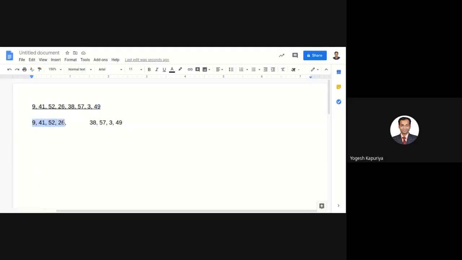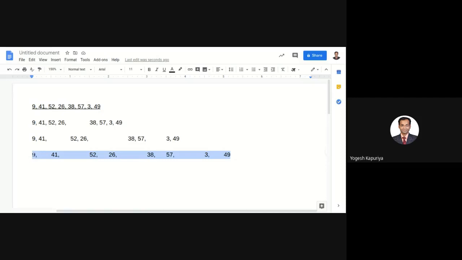First set is 9, 41, 52, and 26. Second set is 38, 57, 3, and 49. You will keep on doing this till the division is possible. So that means now 9, 41 will be divided into two parts. Similarly, 38 and 57 will be divided into two parts. Once again, this will be further divided, each one of these, right? So this is what you will get.